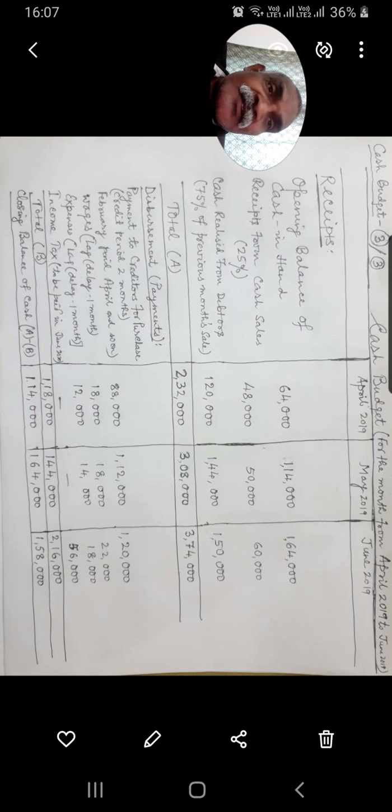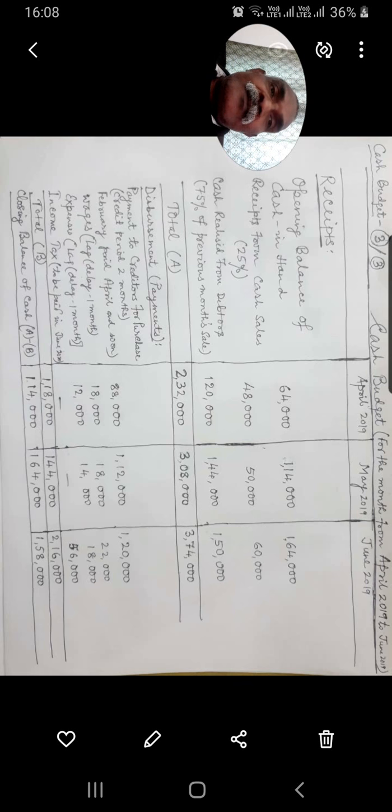Next payment is what? Income tax. In that particular column you write income tax to be paid, but income tax you are not paying in the month of April, so the column is nil in the month of April, the column is nil in the month of May, but in the month of June you have to pay 56,000 rupees.